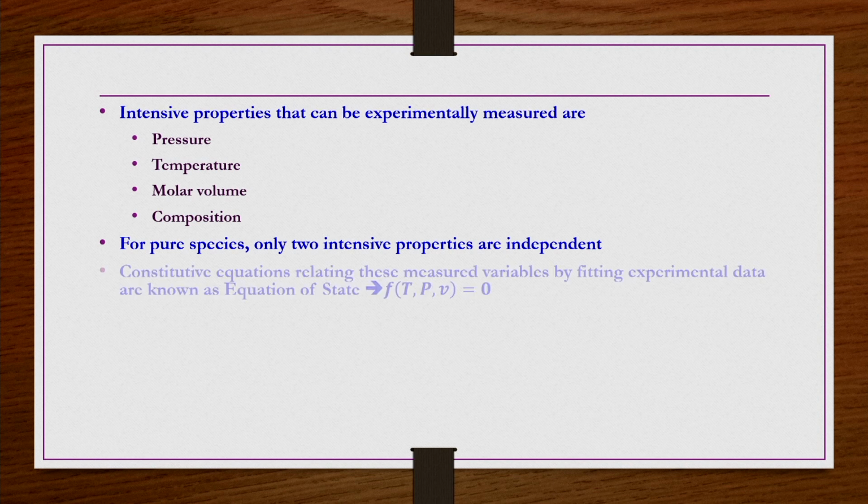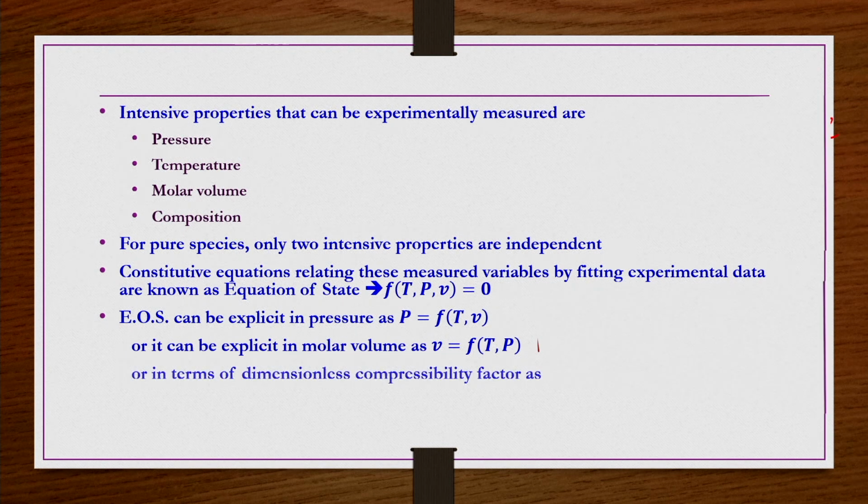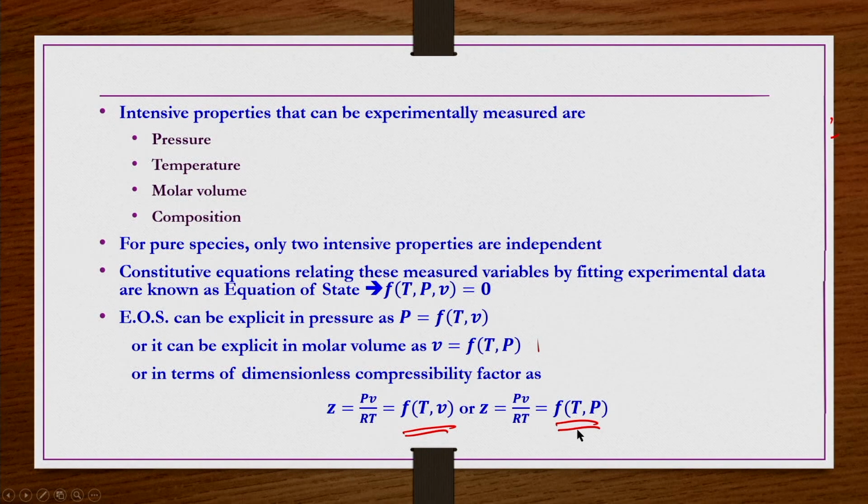Now, constitutive equations relating these measurable variables by fitting experimental data are in general known as equations of state, and these equations of state are represented as functions of temperature, pressure and volume. They can be presented in different forms. P is a function of temperature and molar volume, or molar volume is a function of temperature and pressure. They are also represented in terms of the dimensionless compressibility factor, that is Z equals PV by RT, which again can be a function of temperature and molar volume or temperature and pressure.